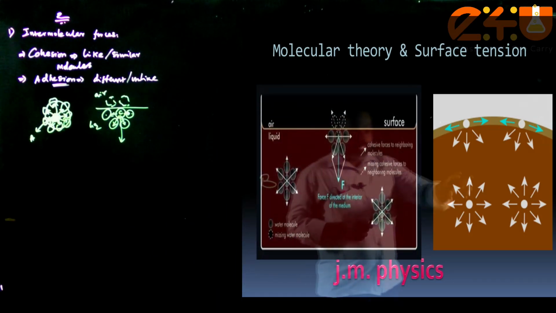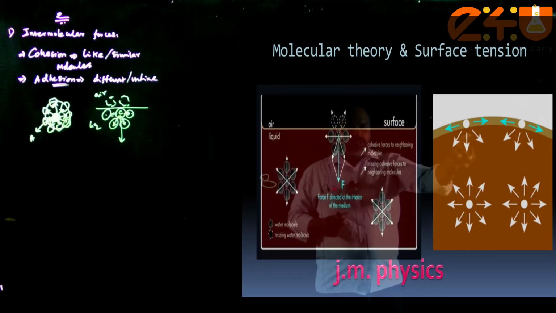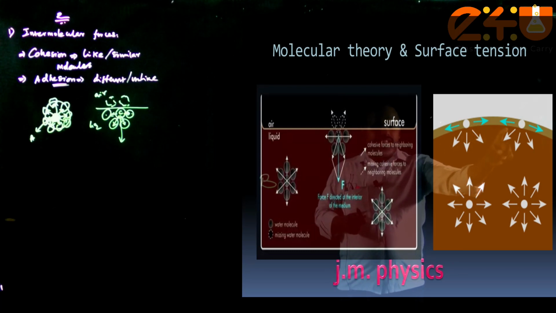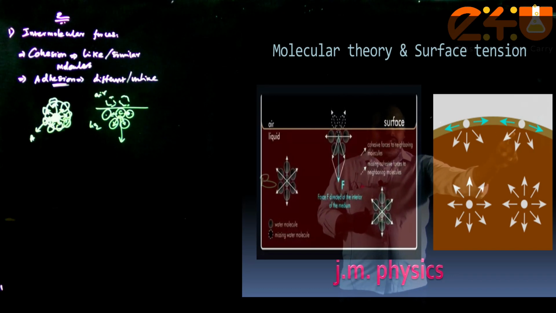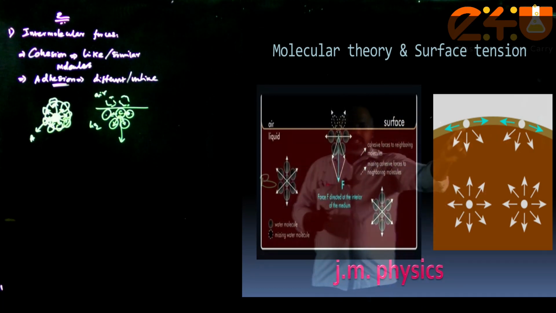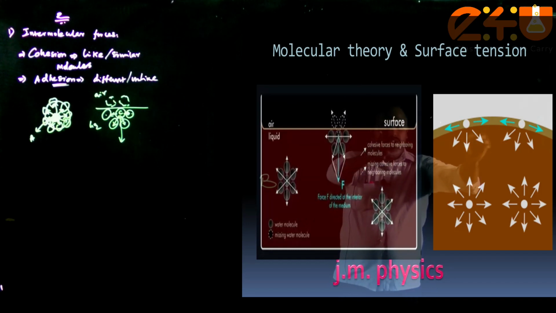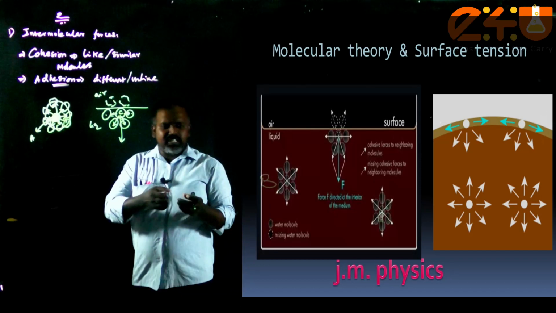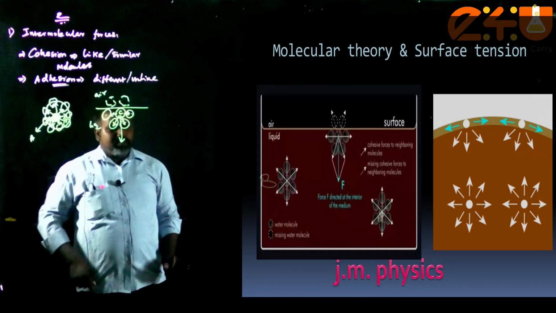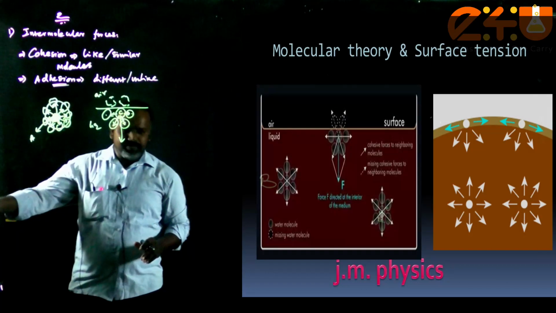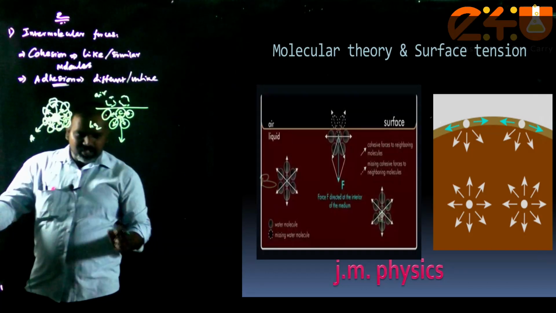Now please see the second diagram, which shows clearly how the resultant force acts on the molecules near the free surface of the water or liquid. Due to this attractive force, the free surface of the liquid acts like a stretched membrane. That property of the liquid is generally termed surface tension. So this was just an introduction to the content.